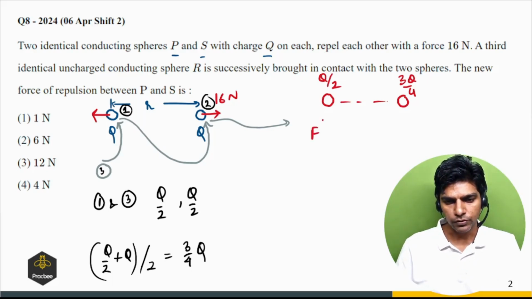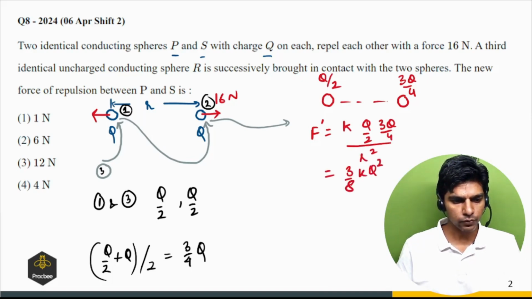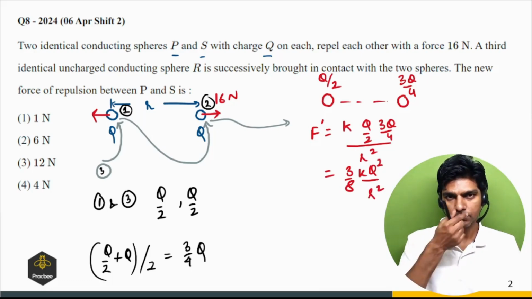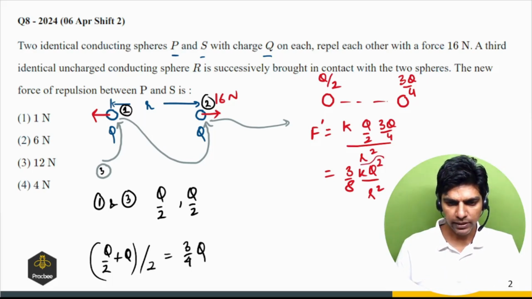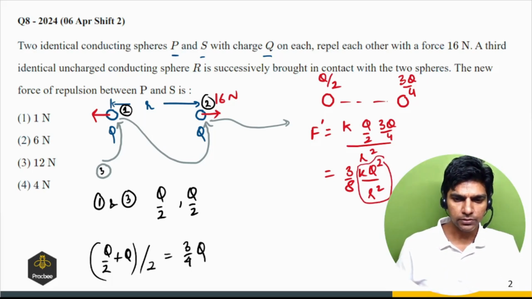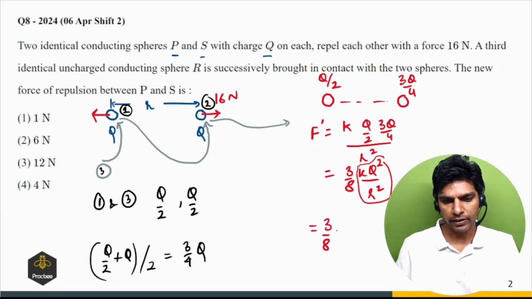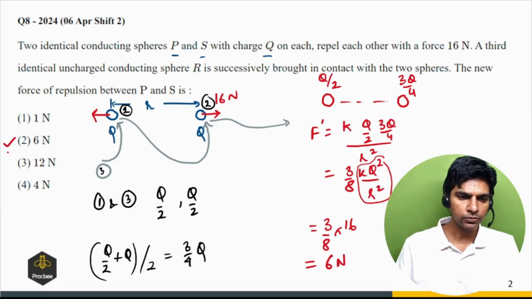So the new force will be k times q by 2 times 3q by 4 divided by r square, and this will be 3 by 8 kq square by r square, right? And what is kq square by r square? That is the original force. So the answer will be 3 by 8 times 16, which is 6 Newton. So option 2 is the right answer.